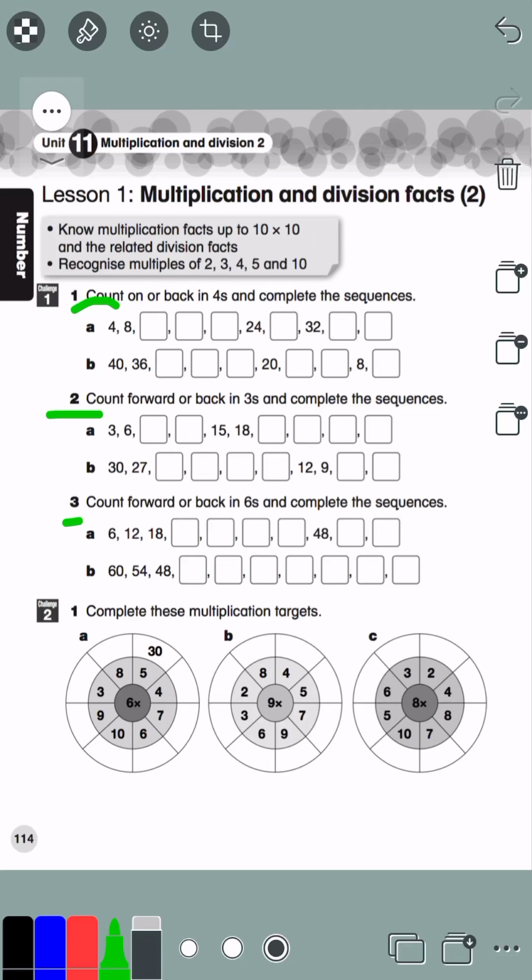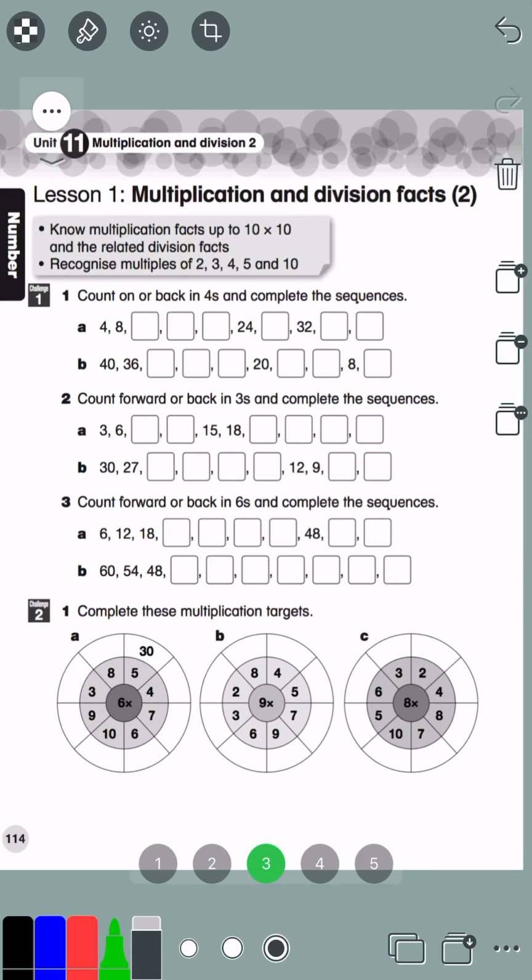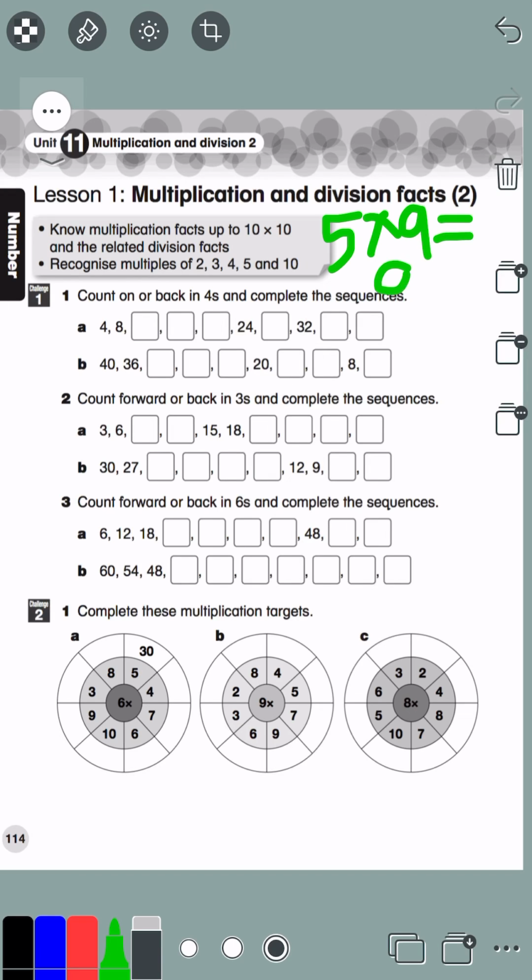Today's lesson is multiplication and division facts 2. So there's nothing new in this lesson. All you have to know is that swapping the numbers, like 5 times 9 equals 9 times 5, doesn't change the product. The order of the numbers doesn't matter. And all the other facts are repeated from the previous unit 10.